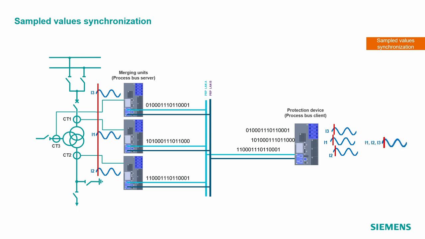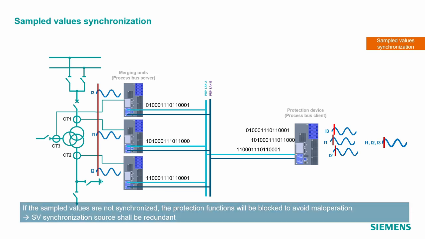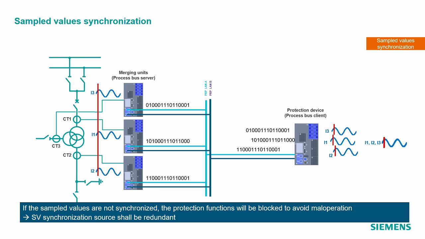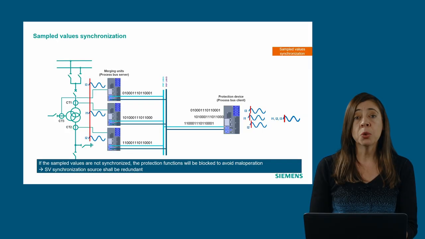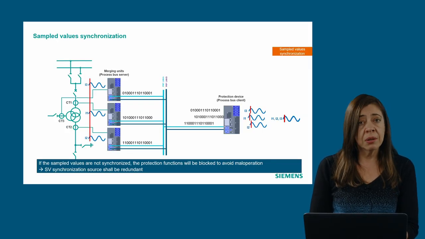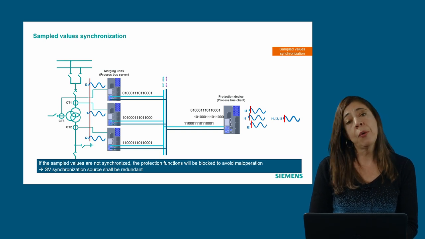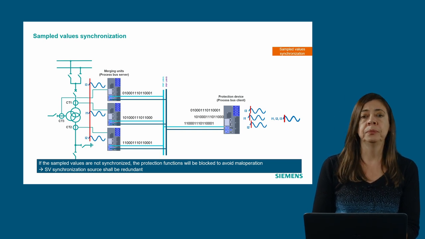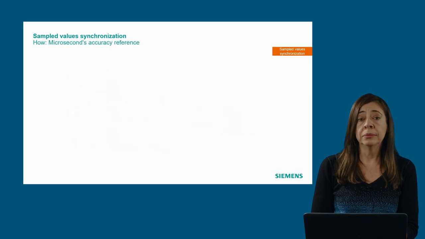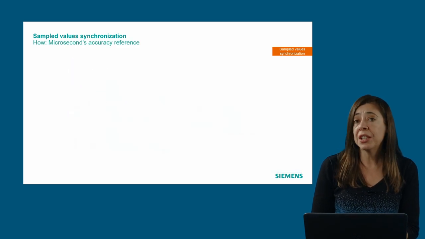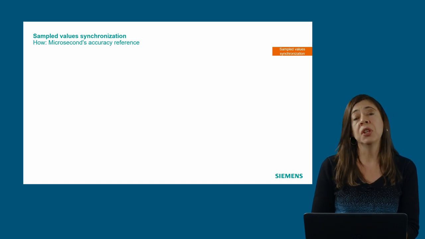After aligning them, if there is no real failure in the power system, then the device won't see any difference in the curves. To avoid problems in the system, if the synchronization is not given, the protection device will block the protection functionality. That's why from now on we'll be using redundant synchronization for our process bus stations. So remember, the first key point of the technology is the sampled values synchronization.